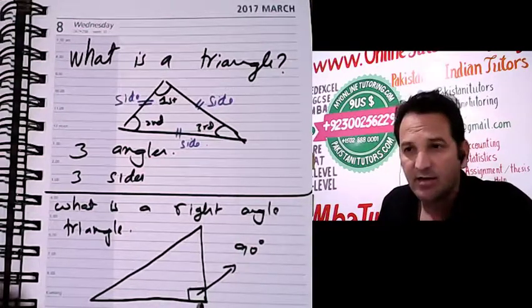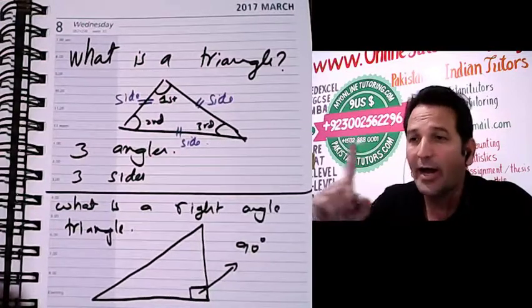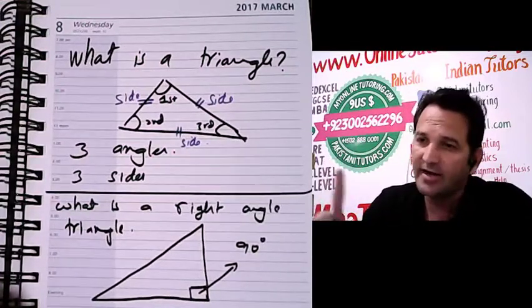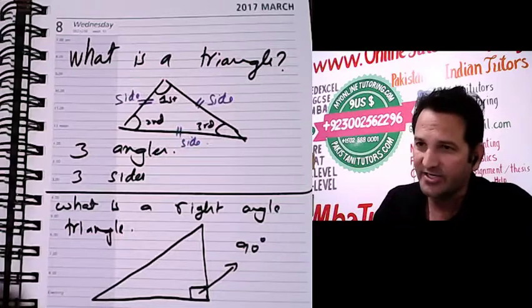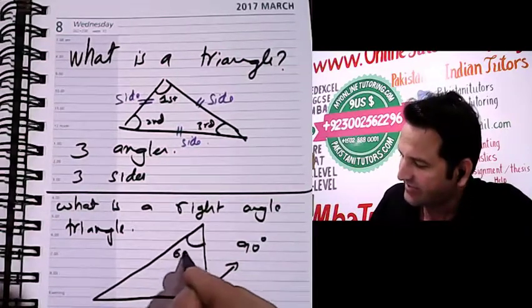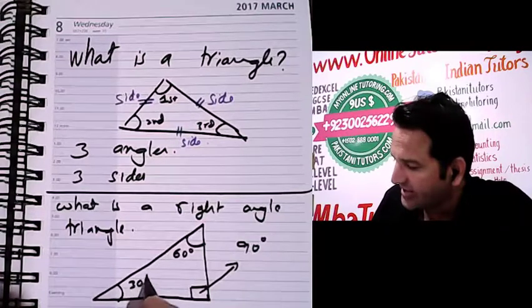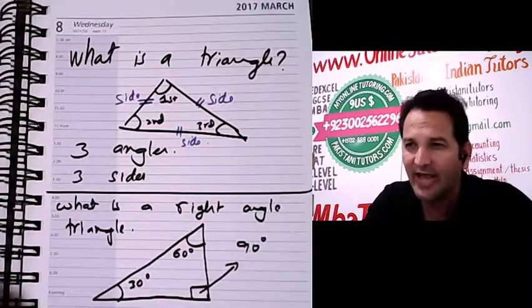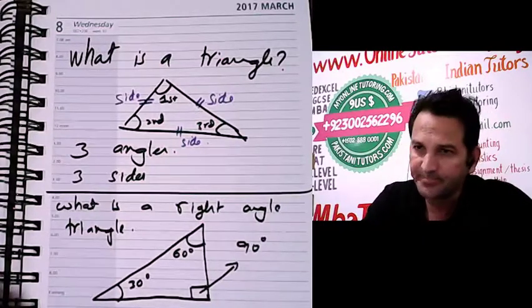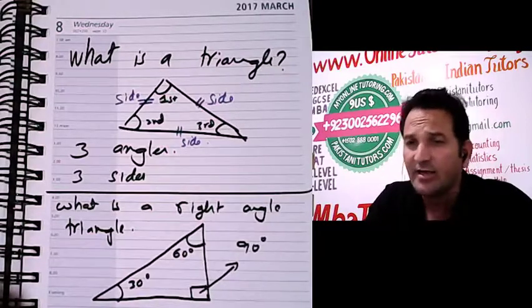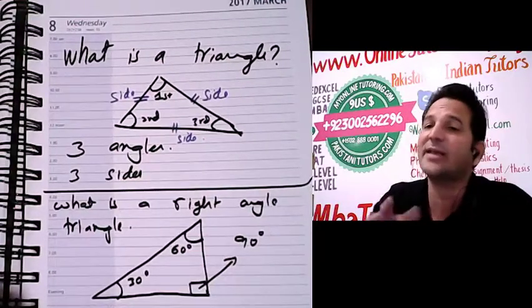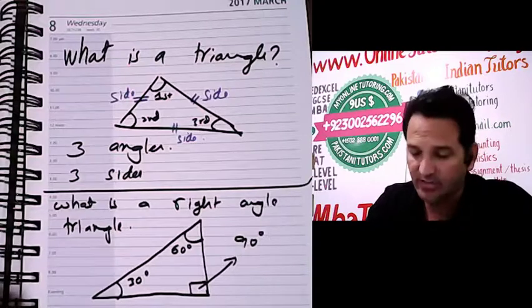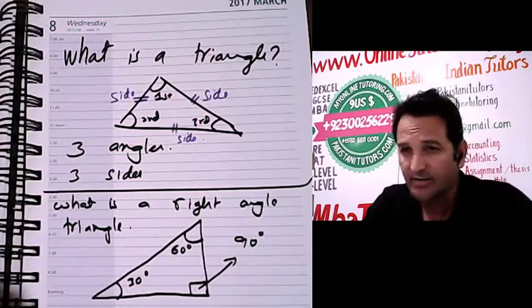So this is a right angle triangle because one angle is equal to 90 degree, and all the angles in a triangle are equal to 180 degree. For example, if this is 60 degree, this will automatically be 30 degree. So the condition for a right angle triangle is that just one angle will be equal to 90 degree. The remaining angles can be of any measurement. So this is all about the right angle triangle.